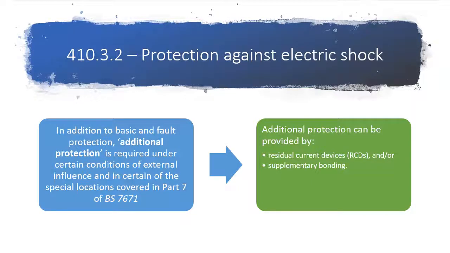Now, in addition to basic and fault protection, additional protection is required under certain conditions. Additional protection being that of secondary RCDs or a domestic RCD system, as we see in a domestic consumer unit. And under certain external influence conditions and certain special locations, there are certain requirements. Supplementary bonding is also a form of additional protection, providing that path down to earth with the least resistance.